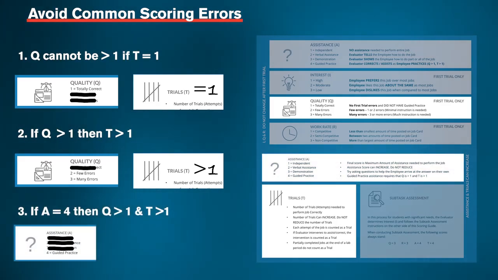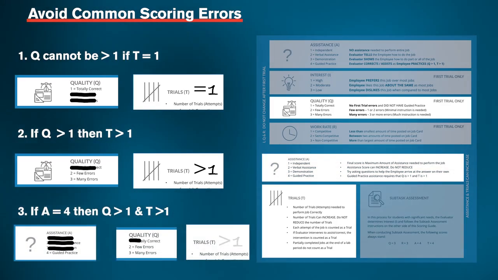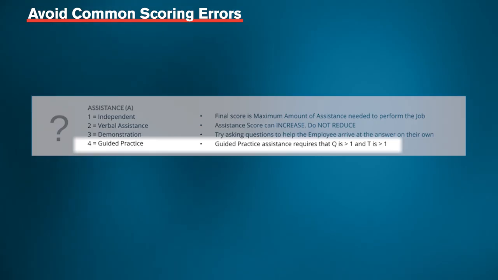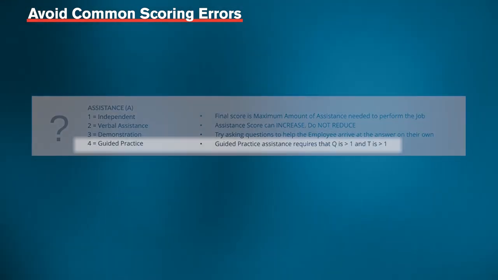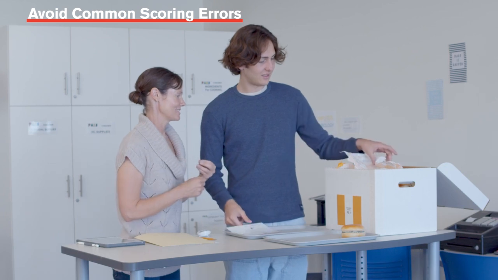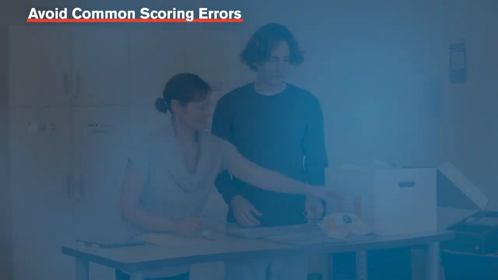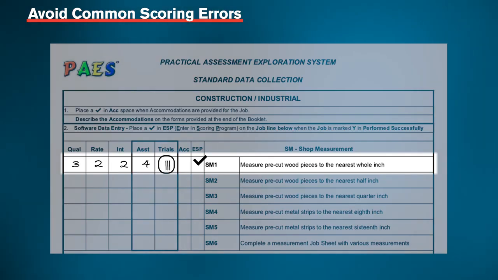If the assistant's score is 4, then the quality and number of trial scores must be greater than 1. Remember, when providing guided practice, quality and trial scores must be greater than 1. In guided practice, employees make several trials and errors throughout the guided practice. These trials and errors need to be accounted for when assigning scores.